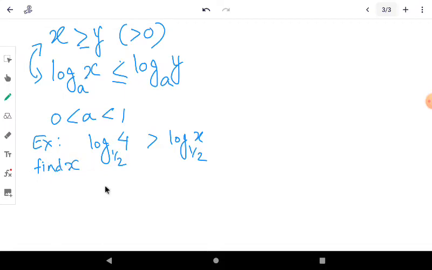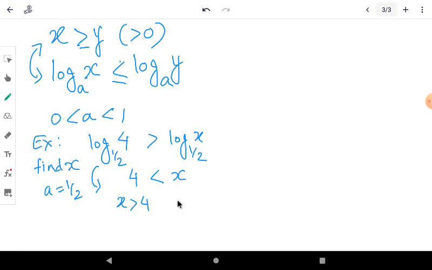So what will come in the next step? Since the base here is half, which is a fraction between 0 and 1, the sign of inequality, as we have seen, will reverse if it is less than. So here it becomes lesser than, and 4x, x greater than 4.